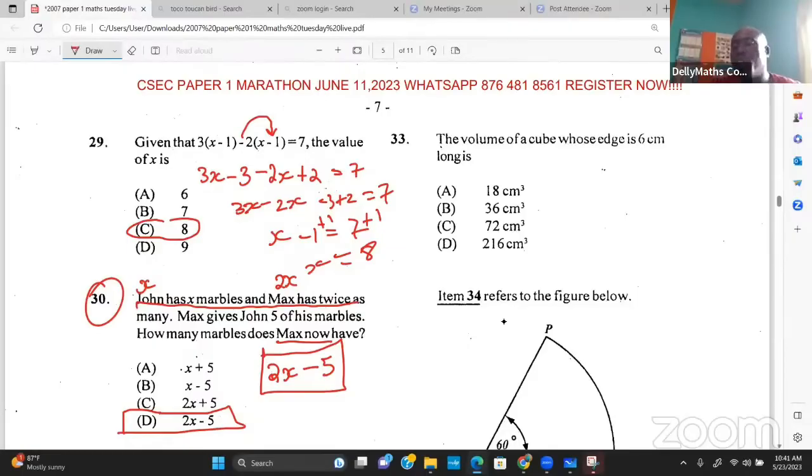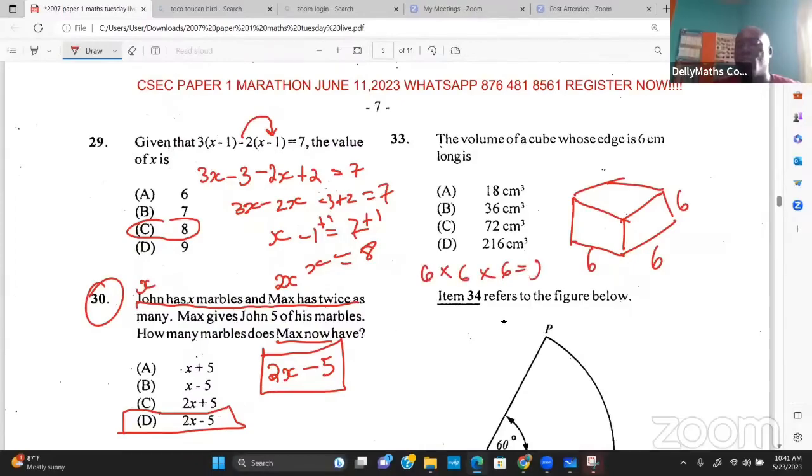The volume of a cube whose edge is 6 cm. Again, almost every year I tend to see this question. So a cube, all the sides are the same, right? So you're talking about 6 times 6 times 6, and this is going to give us 216. 6 to the third power is 216.